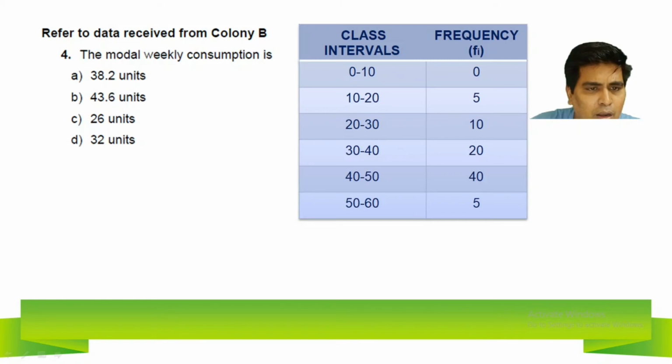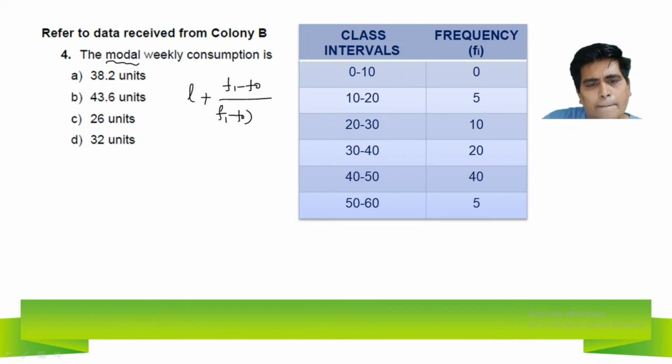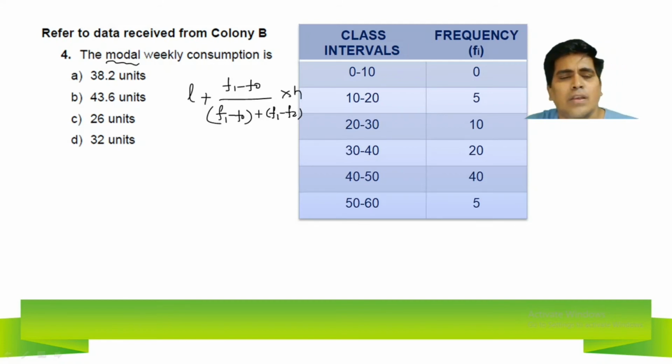So already you know how to find the mode. What is the formula? We'll use L plus f1 minus f0 by f1 minus f0 plus f1 minus f2 into h. So this is the mode formula to calculate for grouped data. So whatever is given as grouped data, we have to find the mode.